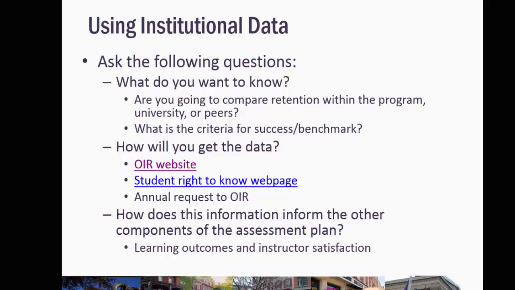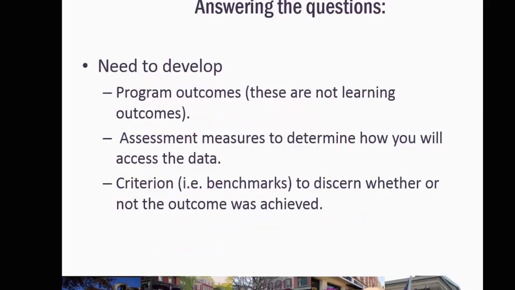So for instance, if we think back to that sports medicine data I was showing you, why has our retention really dropped within the last year? What is it about our curriculum? You want to understand how the components of the program outcomes inform the other aspects of your plan. So to answer these questions, how will you get the data? You need to develop outcomes. They're not learning outcomes, but program outcomes. You need to develop assessment measures to determine how you access the data, and then you need to develop appropriate benchmarks to discern whether or not the outcome was achieved. So let's walk through some examples.